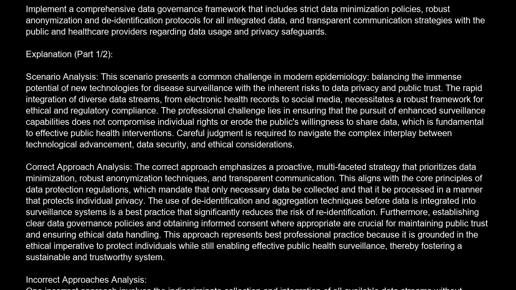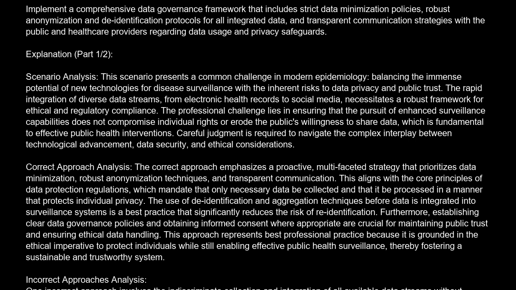The correct answer is A. Implement a comprehensive data governance framework that includes strict data minimization policies, robust anonymization and de-identification protocols for all integrated data, and transparent communication strategies with the public and healthcare providers regarding data usage and privacy safeguards.